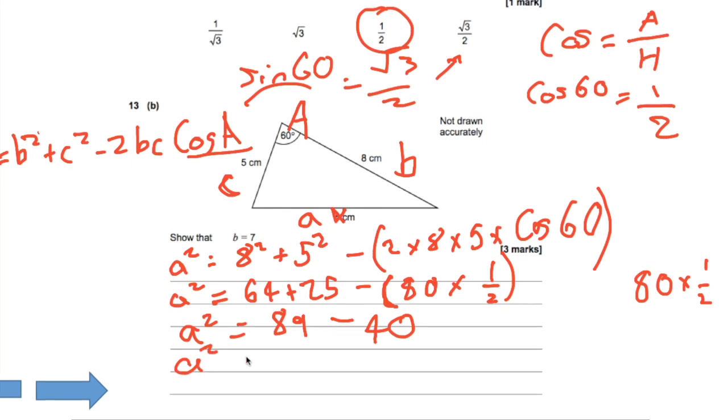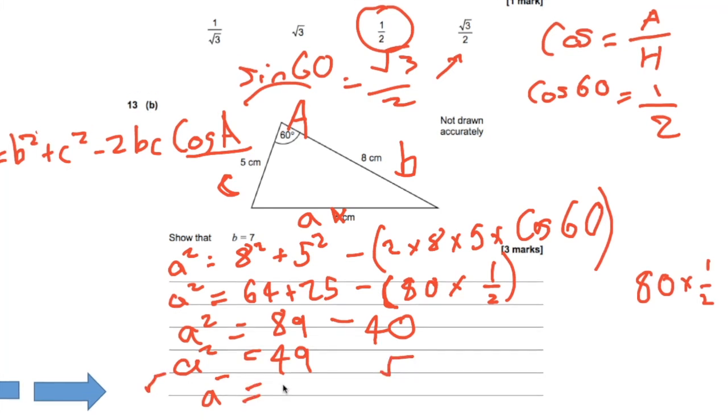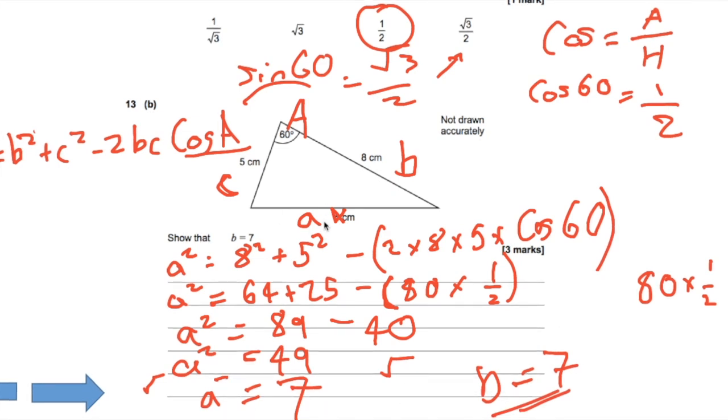So A squared equals 89, jumping the gun a bit, 89 take away 40, which is 49. Therefore A is, if we square root both sides, A is 7. It can't be minus 7 again because we're talking about a length, so we know that A is 7. We defined our B as A, so therefore we know B equals 7. Either way you do it, you end up with the side that you've determined as 7, and that will give you all the marks.